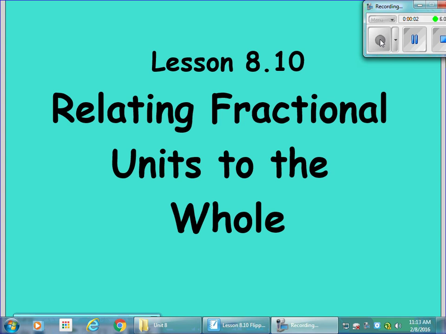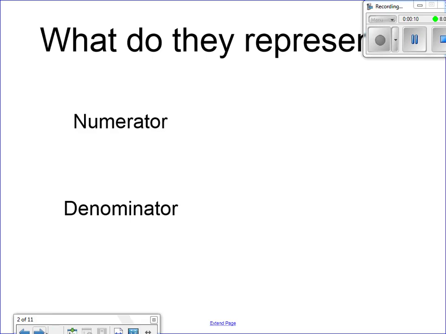Good evening, fifth graders. Tonight we're really taking a look at the numerator and the denominator in a fraction. We're relating fractional units to the whole. This is what that means.